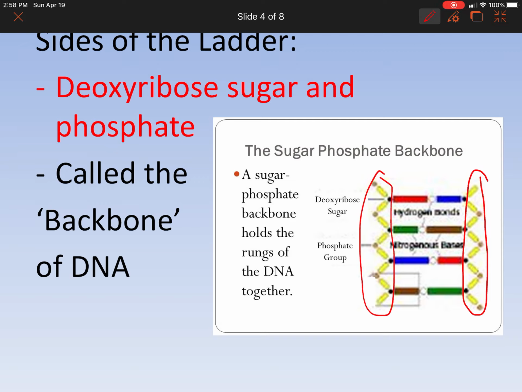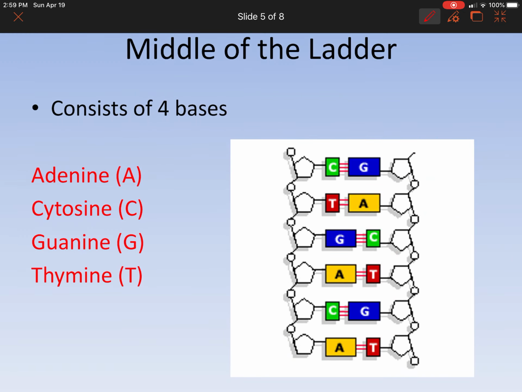So we have something called deoxyribose sugar and phosphate. So the deoxyribose sugars are these parts here. And then the phosphate groups are on the ends here like this. Now, these make up the sides of the ladder. This is how we can think of them. Or sometimes people will just call it the backbone of the DNA. So you do need to know sugar, phosphate, so deoxyribose sugar and phosphate. So be comfortable with that language.